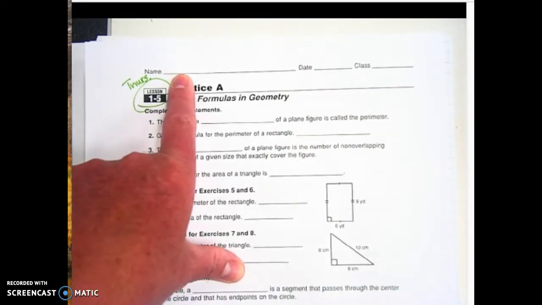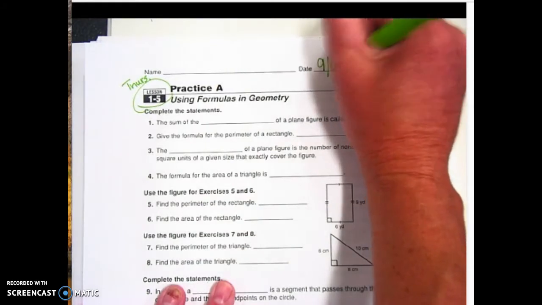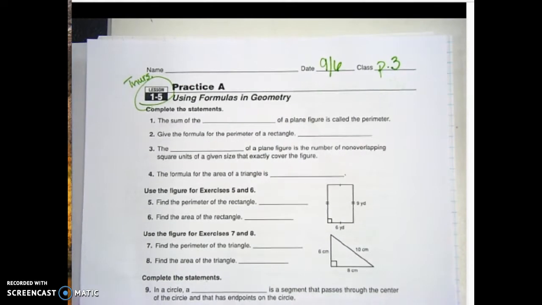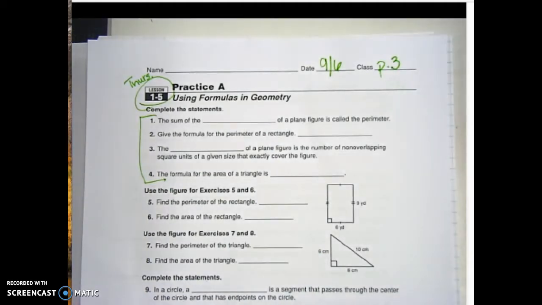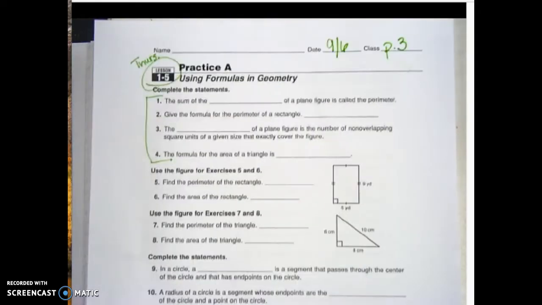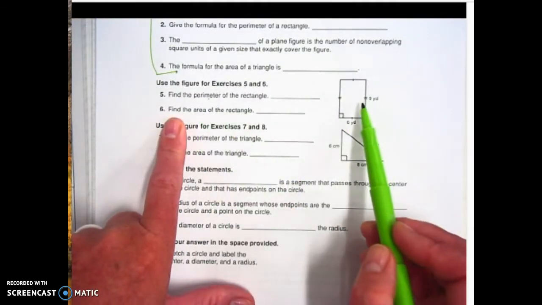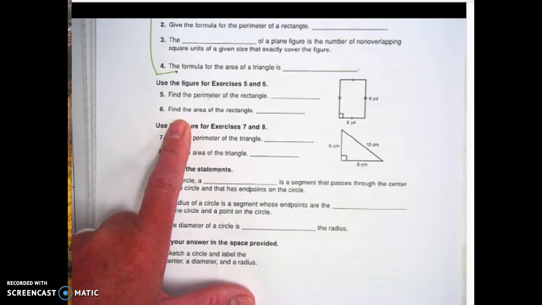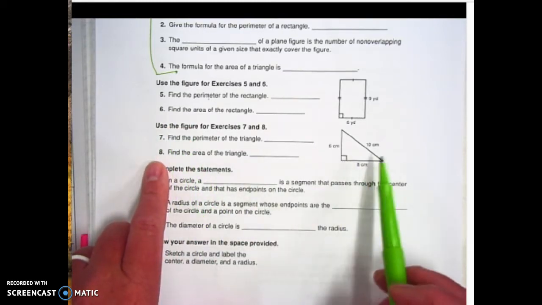All right. Please fill in your name up there. Today is the 6th of September. This is period 3. All right. The first 4 questions are your fill in your blanks. Numbers 5 and 6, they want you to get the perimeter and the area of this rectangle right here. So you can look at your formulas in the notes, but most of you know you just add all the sides for the perimeter, multiply the sides for the area. 7 and 8, you've got a triangle, so get the perimeter and get the area.